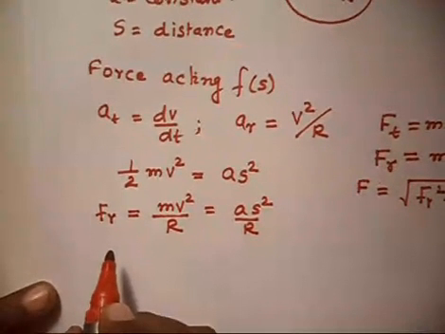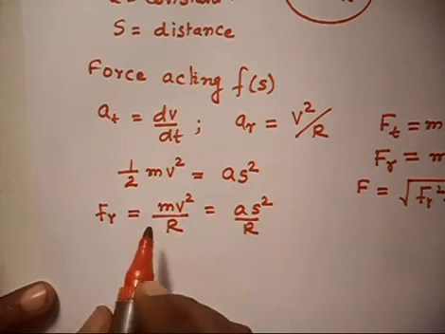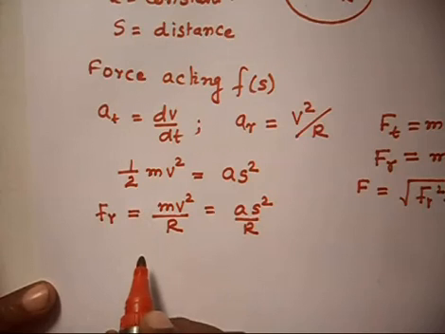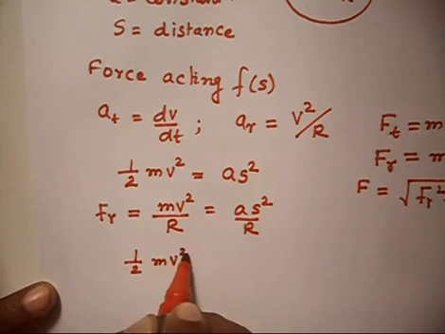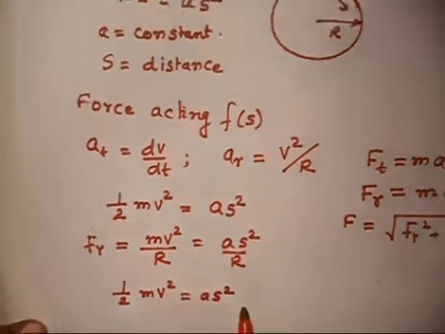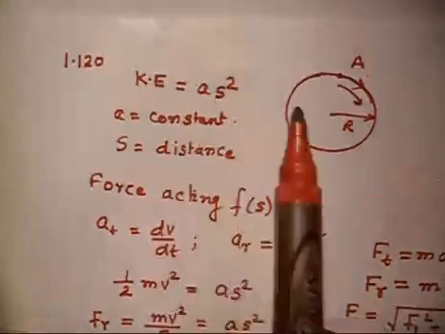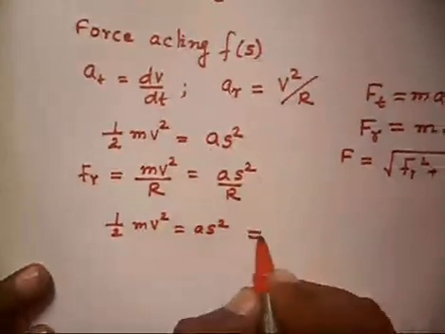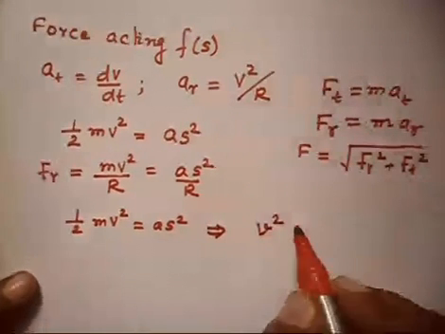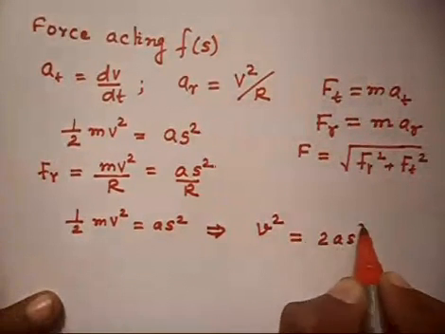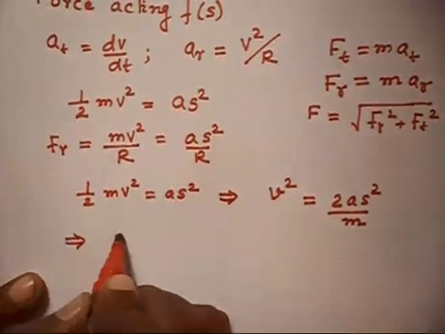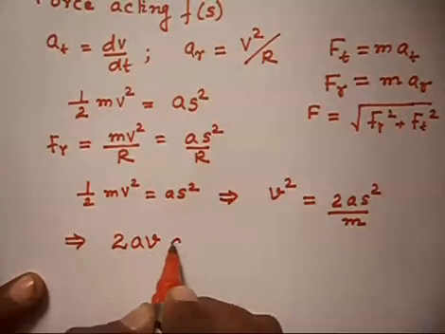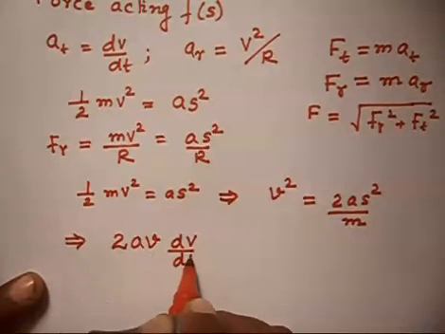Now I have to find the tangential force, so I have to find dv by dt. Kinetic energy, half mv square, is given by a s square, as the problem says. So v square is equal to 2 a s square by m. Now if I differentiate this equation, the left side becomes 2v, and the differentiation of v is dv by dt.